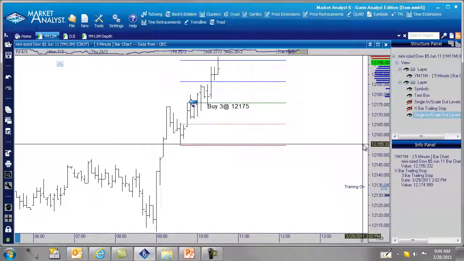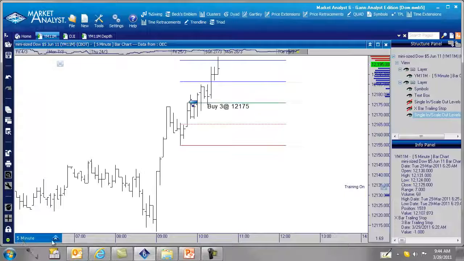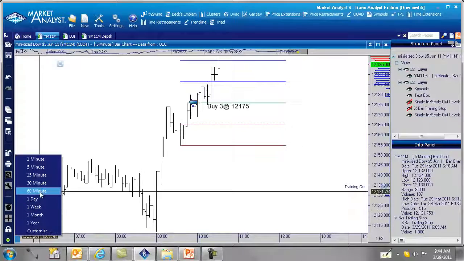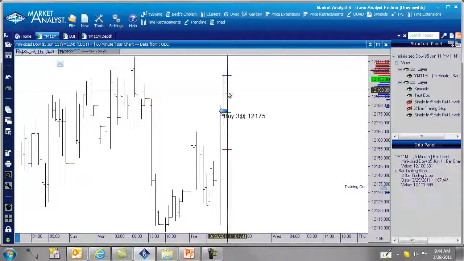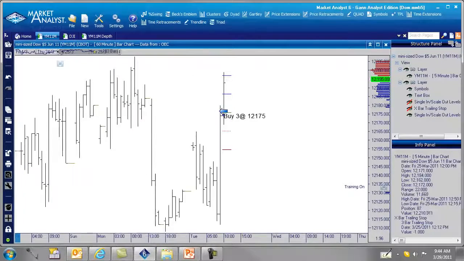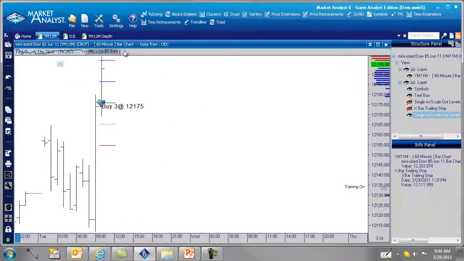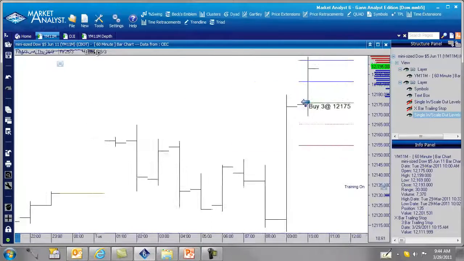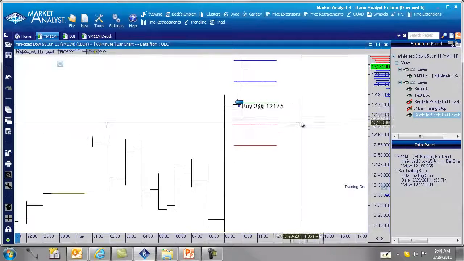Now at this point, what we can do is change up the time frame and apply a 3-bar trailing stop. So we're on the 5-minute chart here. Let's change it up to a 60-minute. Okay, there's our single in scale out levels displayed for us. Little bit easier to see now.